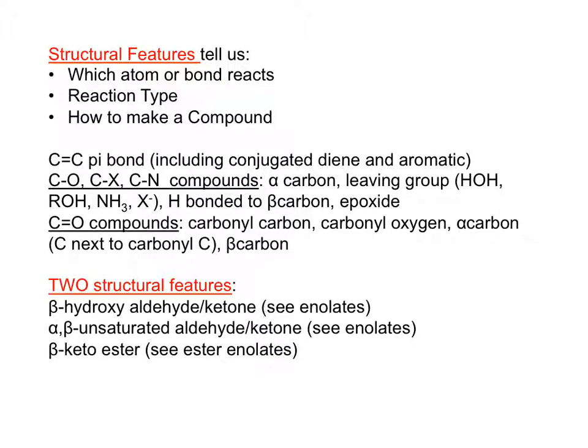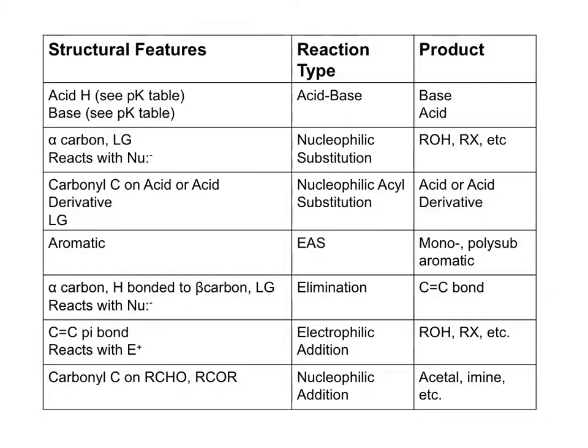Structural features such as a carbon-carbon pi bond, alpha carbon, leaving group, and carbonyl carbon give us information about the atom or bond at which a reaction occurs, as well as the reaction type, and that tells us how to make a compound. This table relates the structural features to the reaction type to the product of each reaction. So stop the video and review this table, and this will help us in synthesis.